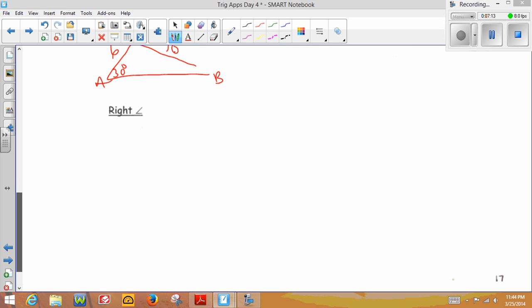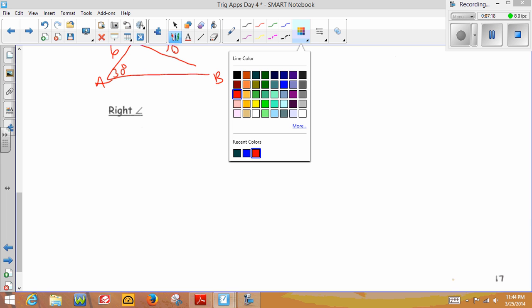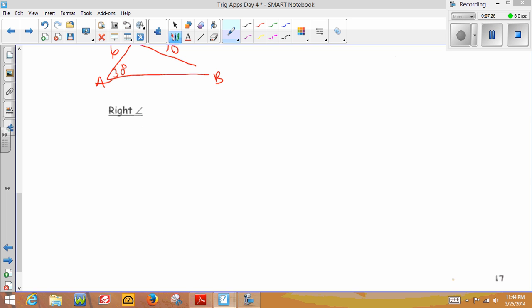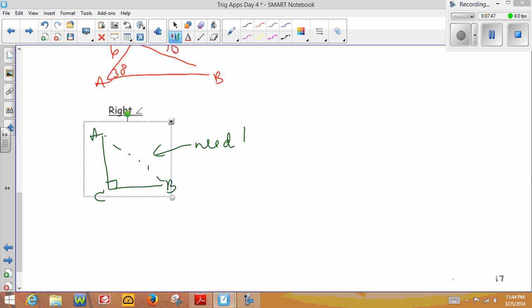All right, next one. I have a right triangle. If I have a right triangle, the hypotenuse needs to be the longest side.